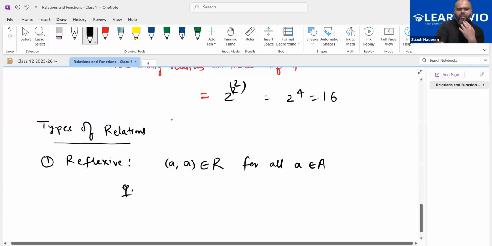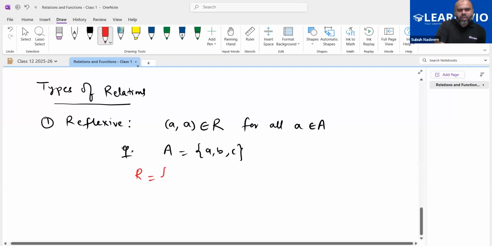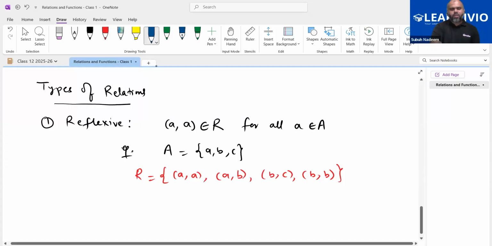For example, if we have a set A which is having elements a, b, c. Earlier we took 1, 2, 3, but for a change I'm taking a, b, c. So if you take a relation R such that (a, a), (a, b), (b, c) and (b, b), like this, and it is asked, is it a reflexive relation?